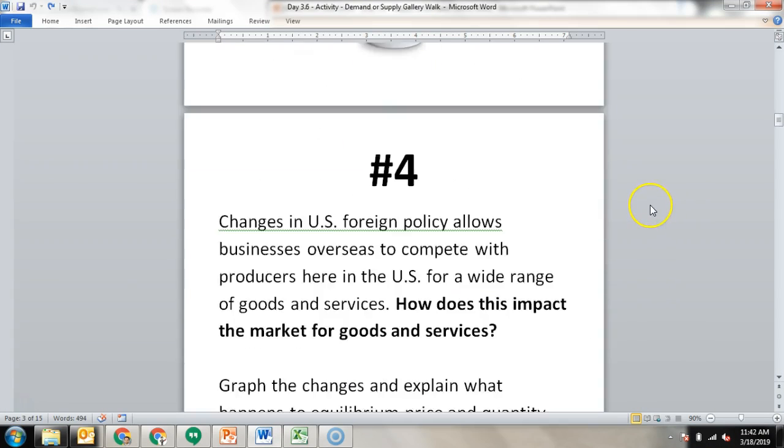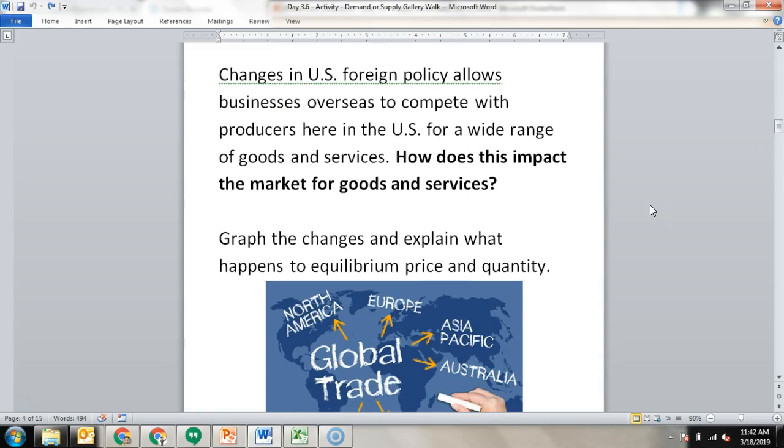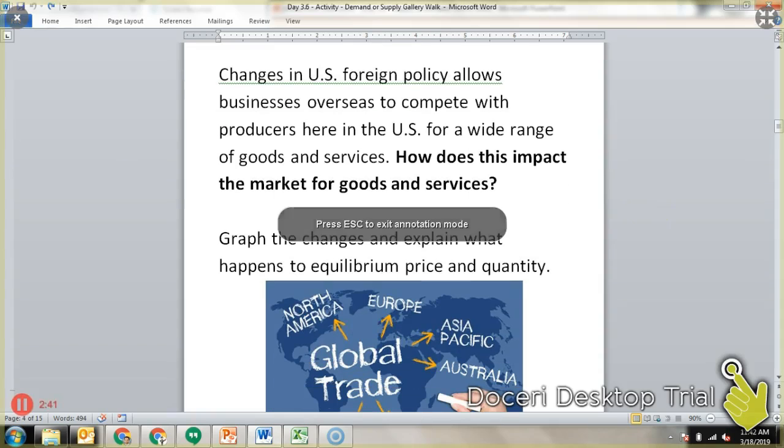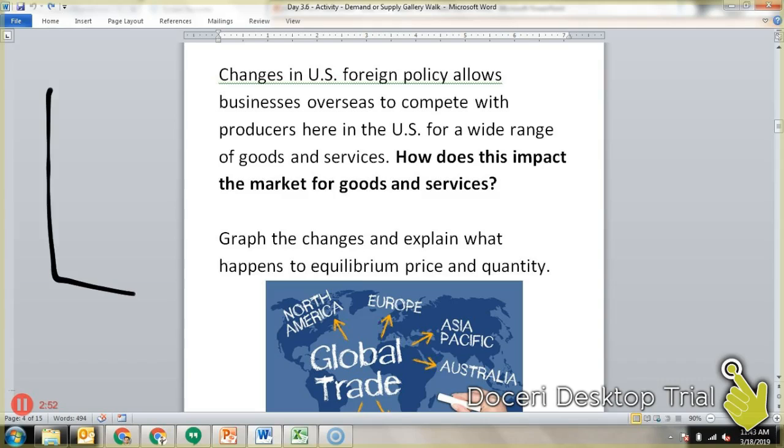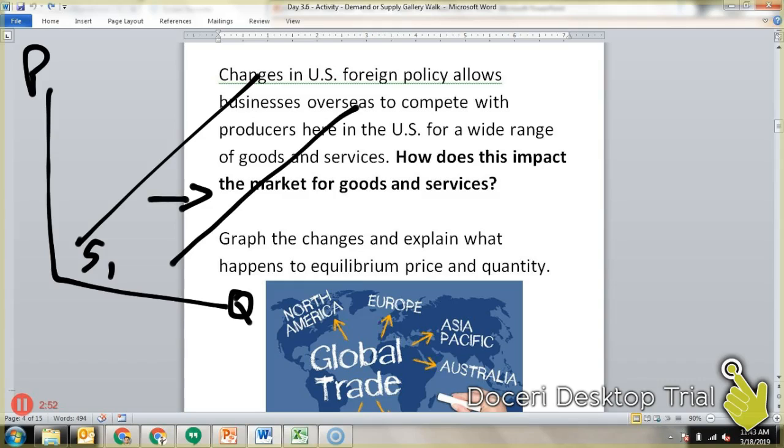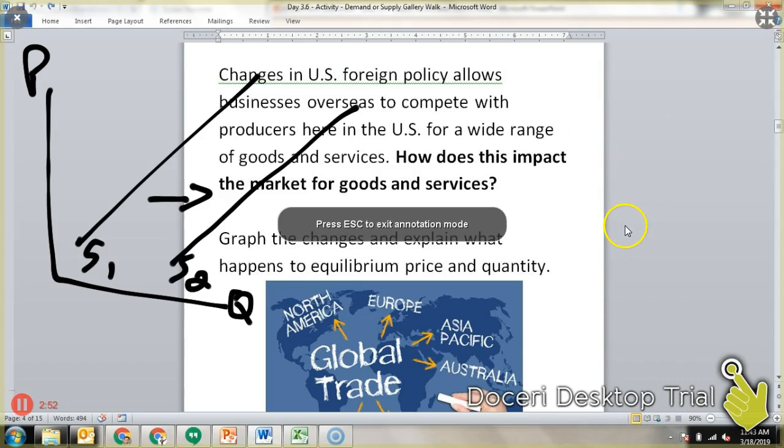Number 4, changes in U.S. policy allows businesses overseas to compete. Businesses overseas compete with producers here. So that's telling me that this has something to do with supply. Let's draw our curves. Q, P, we have our supply curve, S1. And if there are businesses overseas and here in the U.S., sounds like to me there's going to be more businesses available, so that's going to create a supply increase, a shift to the right as a result of new producers, numbers of producers.